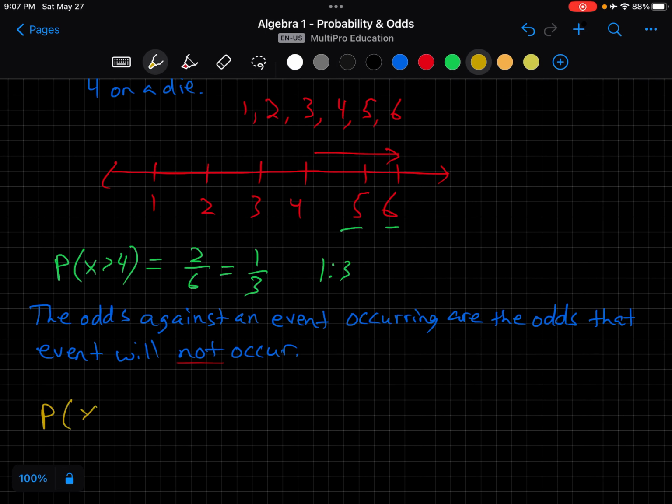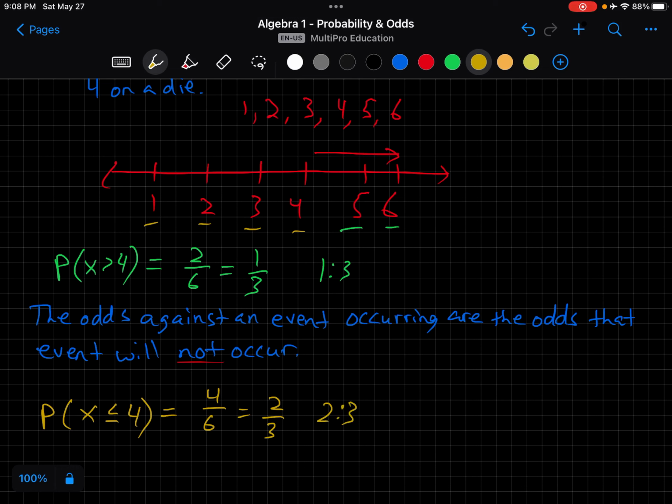So let's take a look here. We want the probability of x less than or equal to 4, right? Because before we did greater than 4, so this leaves all the other options. So we have 1, 2, 3, 4. So then that's 4 out of 6, which equals 2 out of 3, which could be 2 to 3.